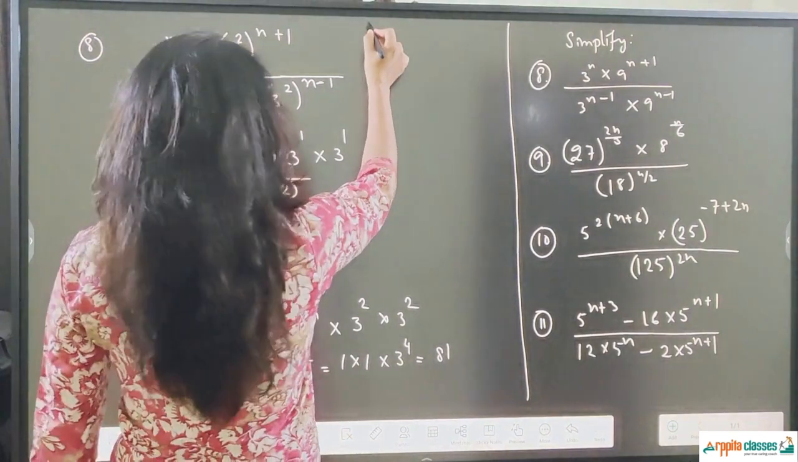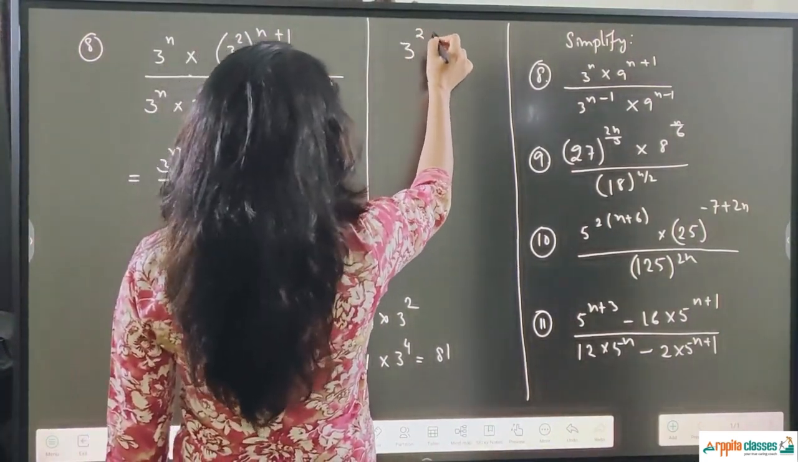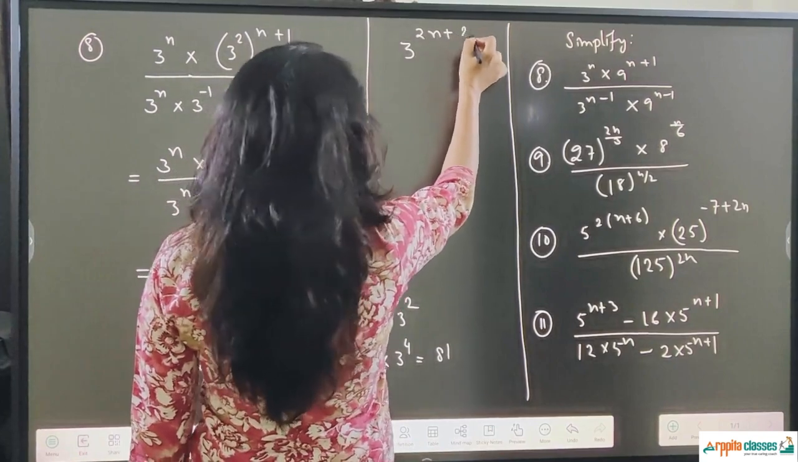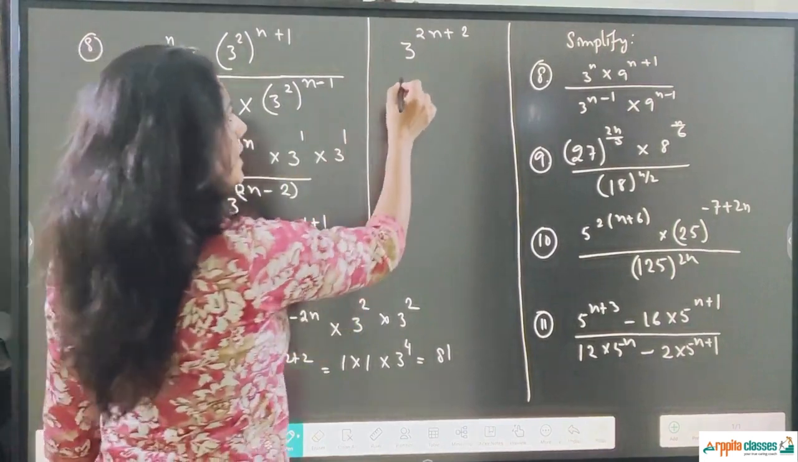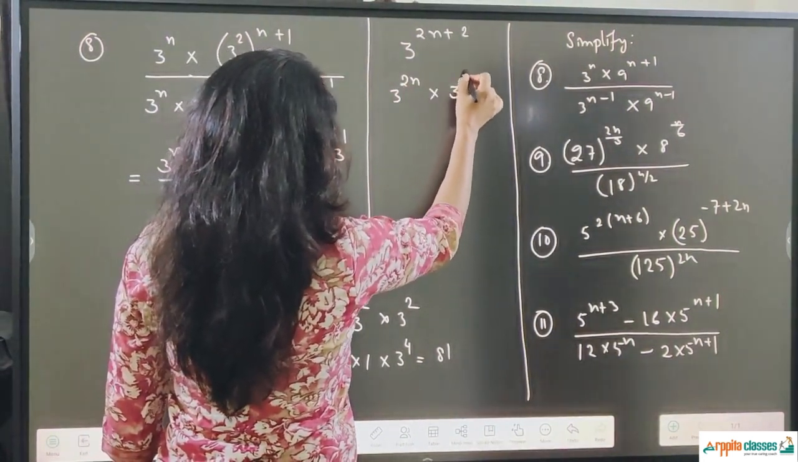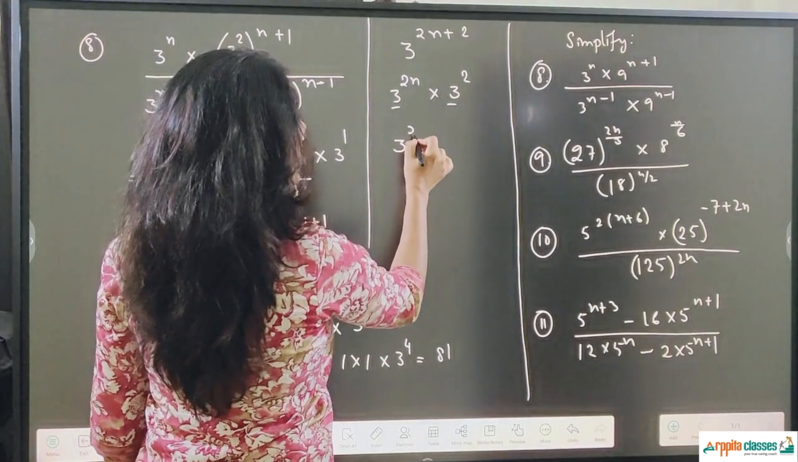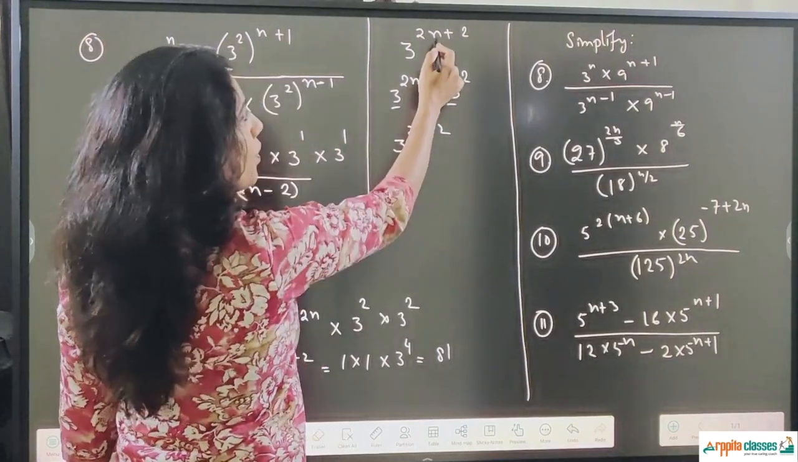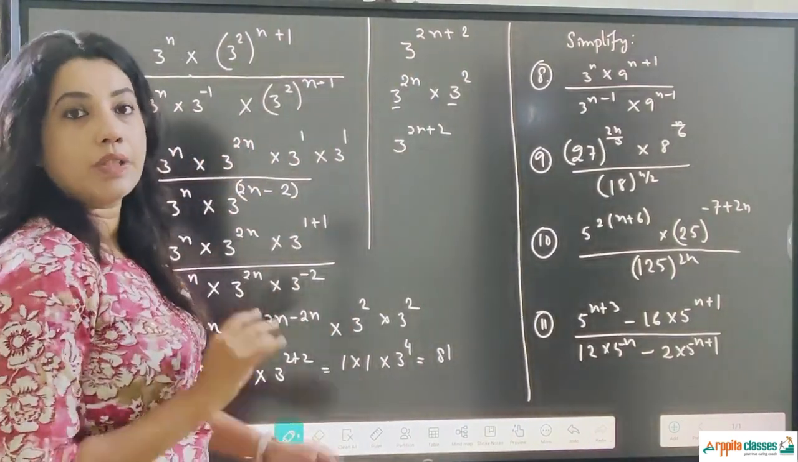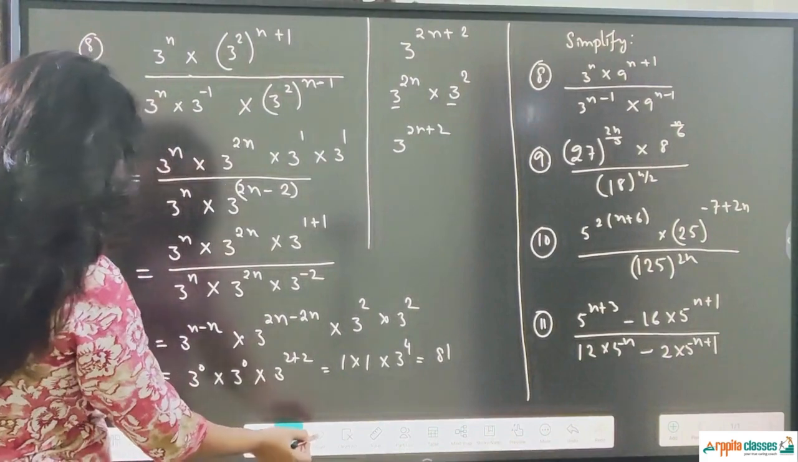I'll explain one more time. If it is 3 to the power 2n plus 2, suppose, how do we get this? This can be written as 3 to the power 2n into 3 to the power 2, because when the bases are the same, then only can we add the powers, right? So from here we can separate it out like this. That particular concept I have used in this sum. Okay, let us do the next question.